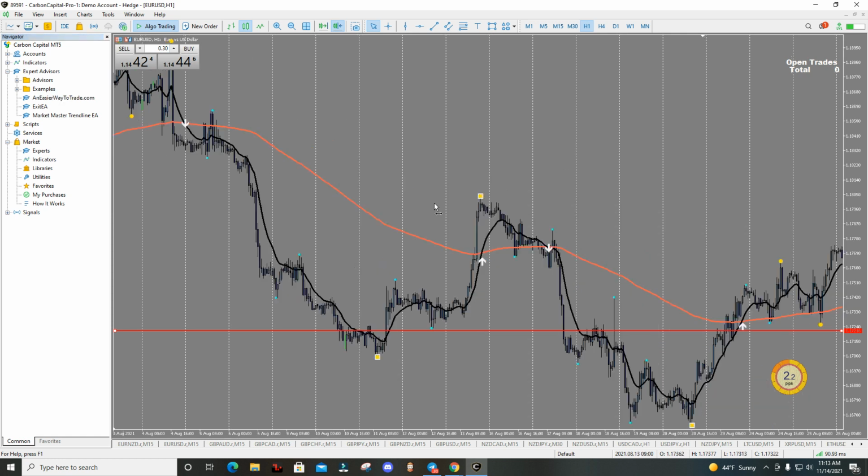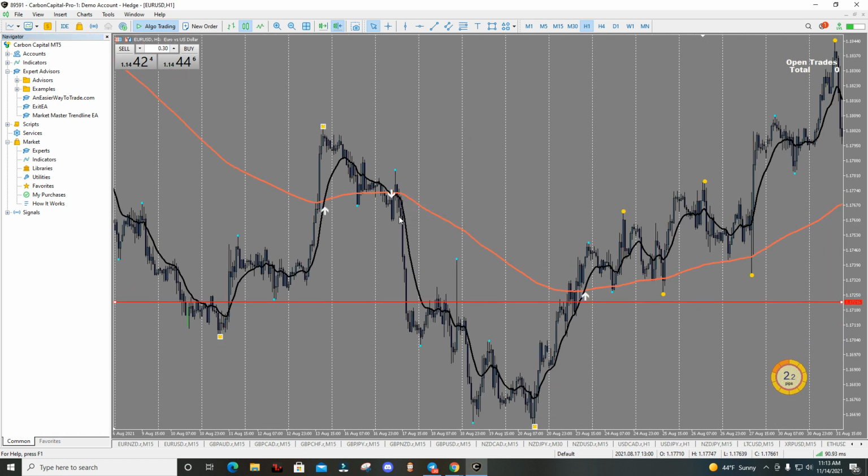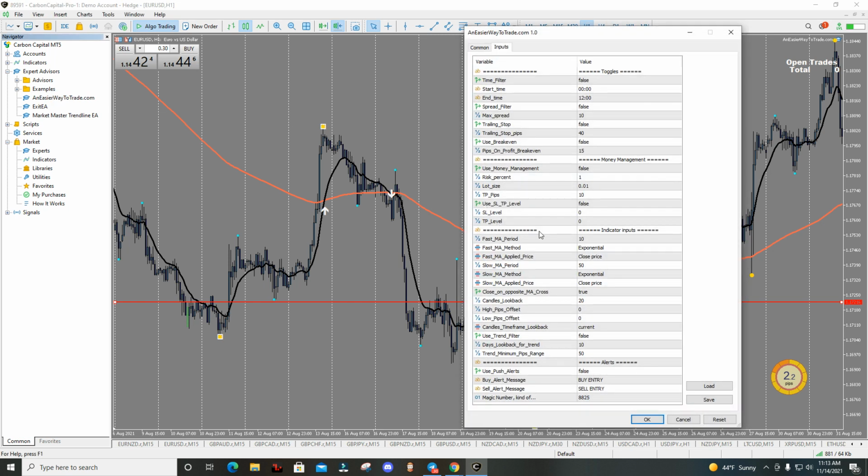That's what I mean: if I'm in this trade and news hits and it goes back up against me, I want it set to true so it will close me out and then enter me in that direction. If it's set to false, it's going to go up, cross, and leave you in that trade. Now you're going negative. Never stay in a negative trade when you can turn that trade around to a positive. Okay, that's your close on opposite MA crosses.